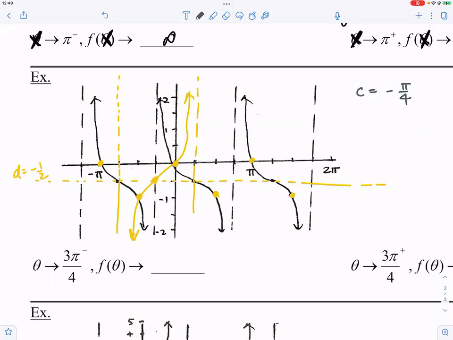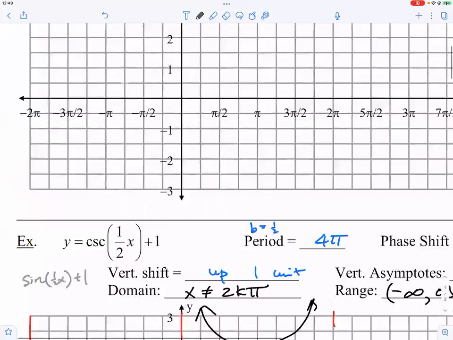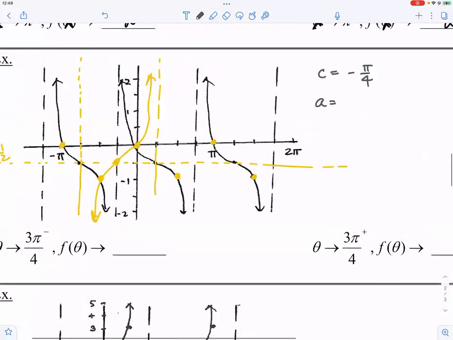And then do we have an A value? Well, for a typical tangent function, we plot the point at 1 unit from the midline. But now it's only half a unit. So A is 1/2. You go from 1/2 to 0, 1/2 to negative 1/2 to negative 1. So the A value is only 1/2.